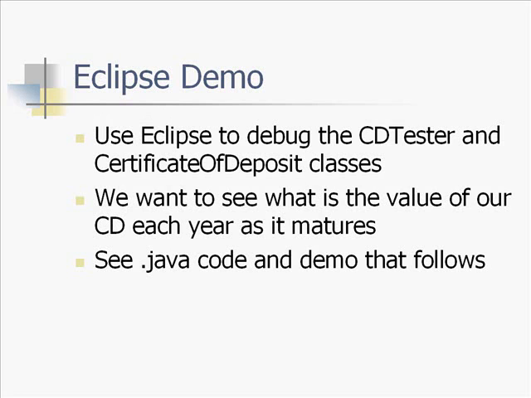Our program is supposed to calculate what is the value of our certificate of deposit at the end of the term. So we're going to want to see what happens each interest cycle. Here we've assumed annual interest rate, but we could have easily done it on a monthly basis to see what the value of our CD is each year as it matures by using the debugger. So download the .java code, open up Eclipse, and follow along with the Eclipse demo.